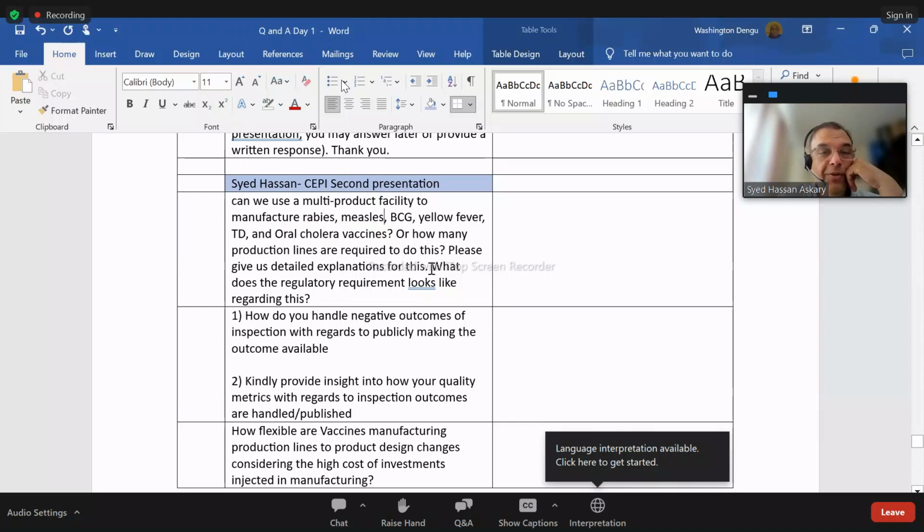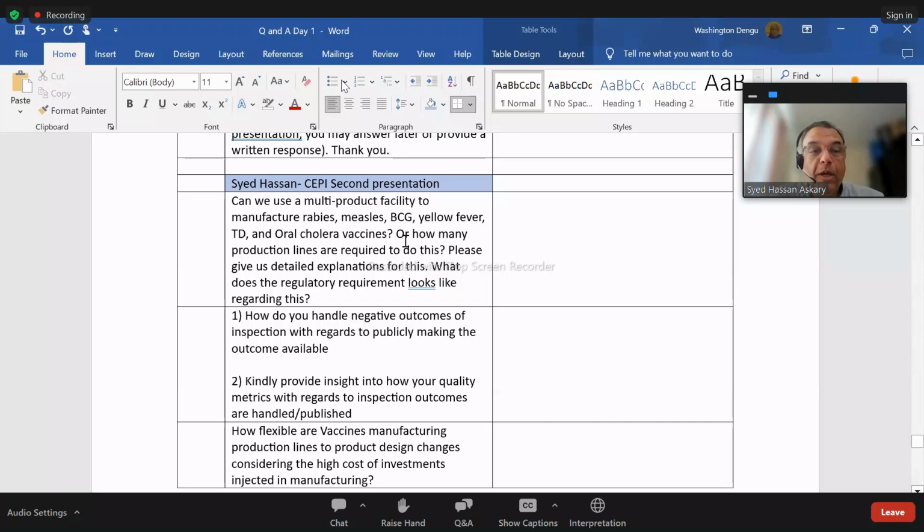So your question is very loaded. Okay, can we use a multi-product facility to manufacture so many? Wow. Where I come from, all these facilities have their own buildings. Okay, but you can. So are they all going to use the same equipment, same system? Is the equipment single use? So there are many questions within this question, basically. Sorry, I jumped into this question right off because I read it and I was like, wow.